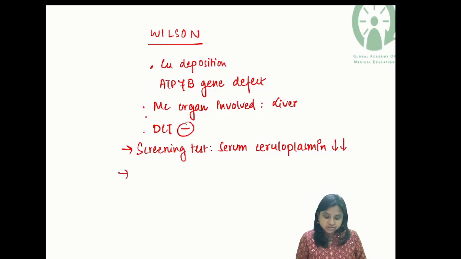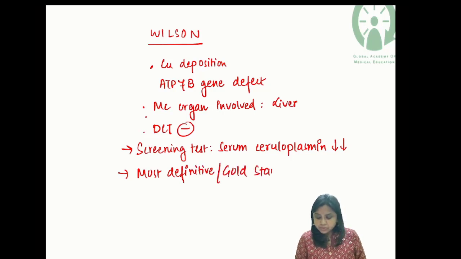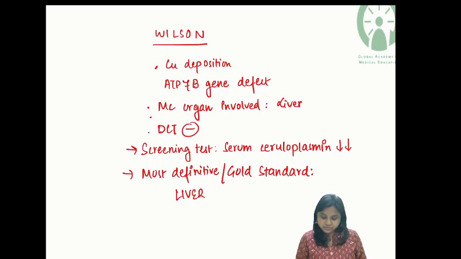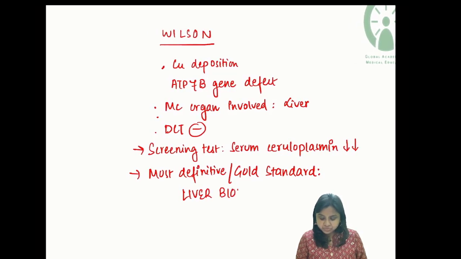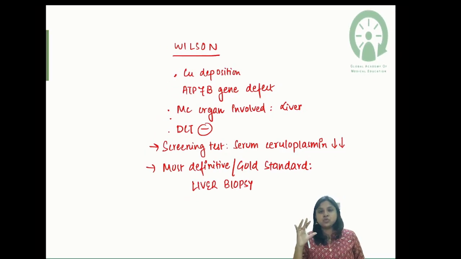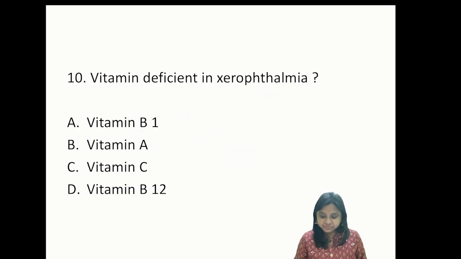And the most definitive or the gold standard investigation in case of Wilson's disease is liver biopsy, where you quantify the amount of copper which is deposited. And in MRI, if you do, you get the giant panda sign.